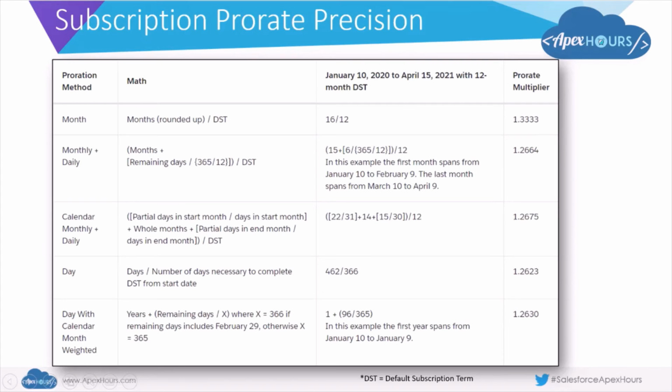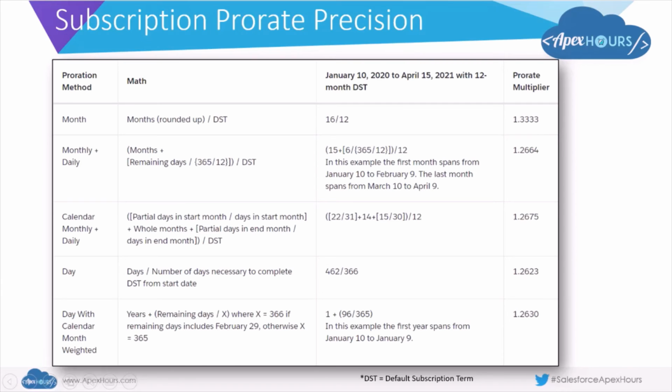Now there is another method which is used, called the calendar monthly plus daily. What this does is it looks at the partial days of the months and removes them out. So from Jan 10th to Jan 31st, which are 22 days if you include Jan 10th as well, it takes that out because it's a partial month. And then at the end of the subscription, from April 1st to April 15th, there are 15 days, which is not a complete month. It removes those out.